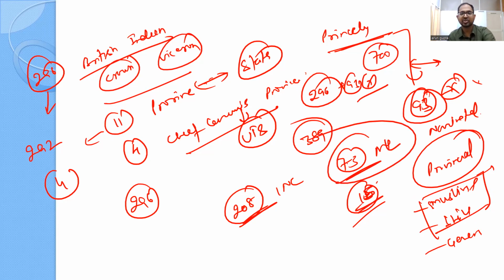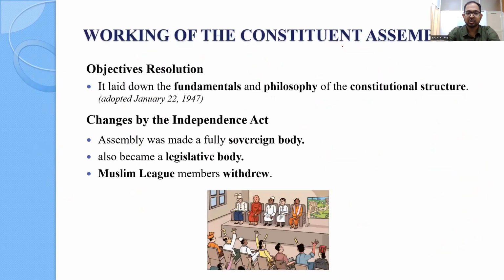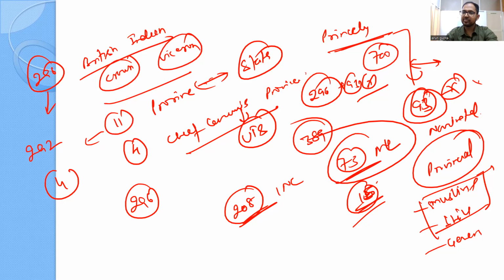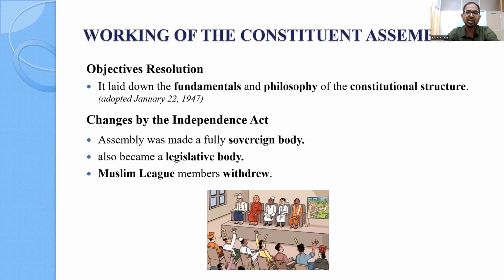The Muslim League did not join the Indian Constituent Assembly. So what happened? These 208 and these 15, a total of 223, was the strength of the Constituent Assembly at that time.